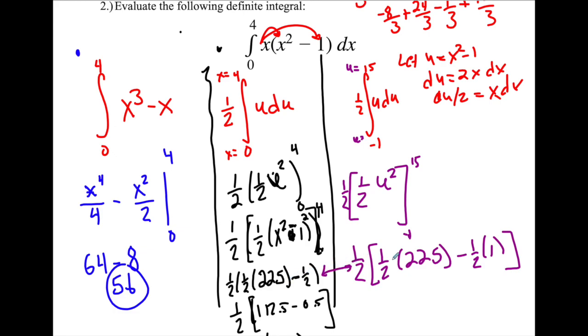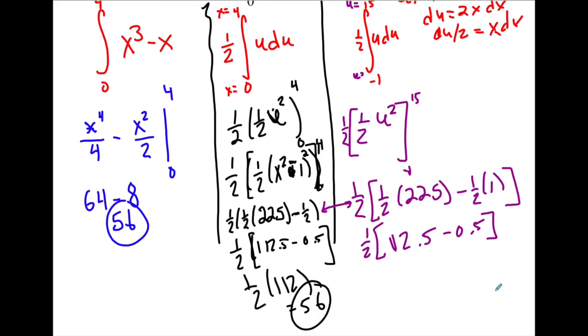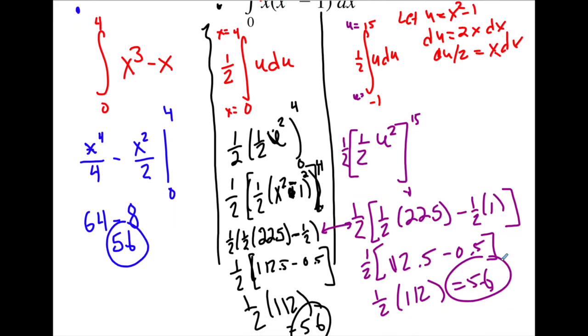So therefore, we can say, well, look, it's going to just be the same thing, right? So it's going to be 1/2 of 225, which is 112.5, minus 1/2 times 1, right? We know what that is. So it's 1/2 of 112, or 56. So this was definitely, I know I spent a good amount of time doing this. I just wanted to show you that there's multiple ways that you can do these problems.